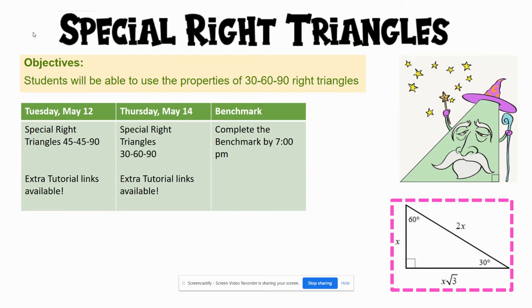We are going to take a look at the other special right triangle case today. It's called the 30, 60, 90 case, and it's called that after the angles in this right triangle. So you've got a 30 degree, 60 degree, and 90 degree angle in the triangle.